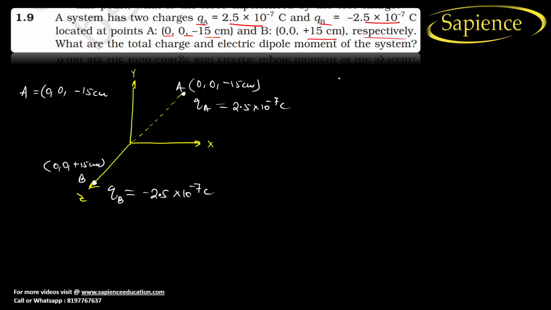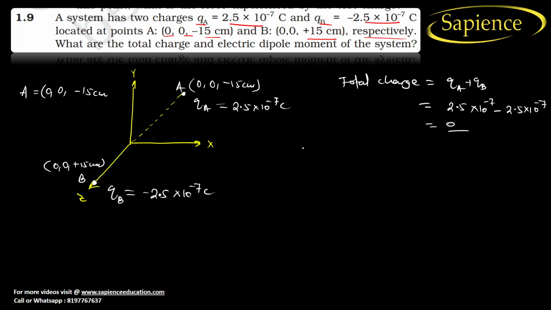Now the total charge, if you want to know total charge, so how much will be there? So total charge is equal to Q at A plus Q at B, and this is equal to 2.5 into 10 to the power minus 7 minus 2.5 into 10 to the power minus 7. So this will become 0. I hope you have understood this one.